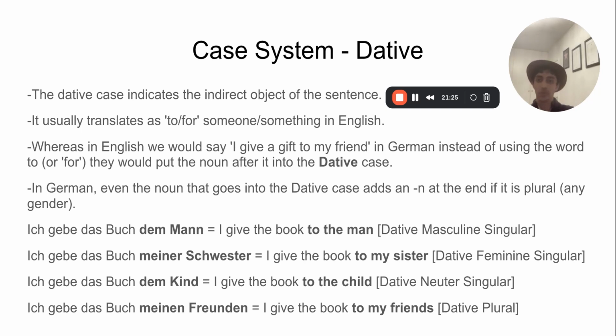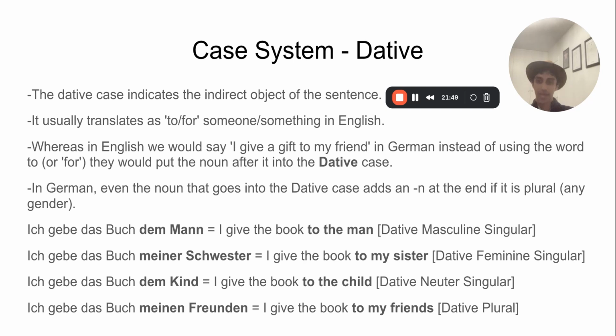So in English, we would say something like, I give a gift to my friend. In German, instead, they would take away that preposition to, and the noun, my friend, would normally go in the dative case instead. So that's how they would indicate to or for something, which could also be thought of or referred to as the indirect object of a sentence or clause.